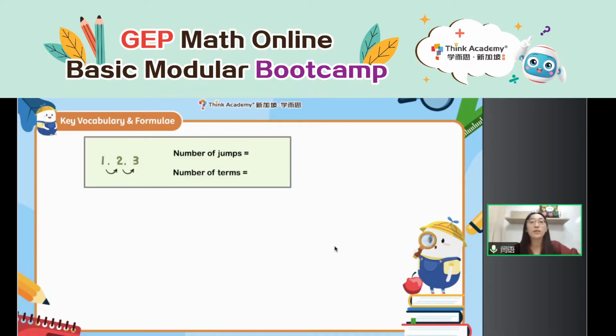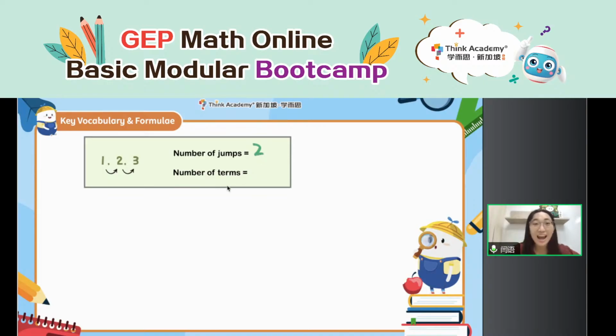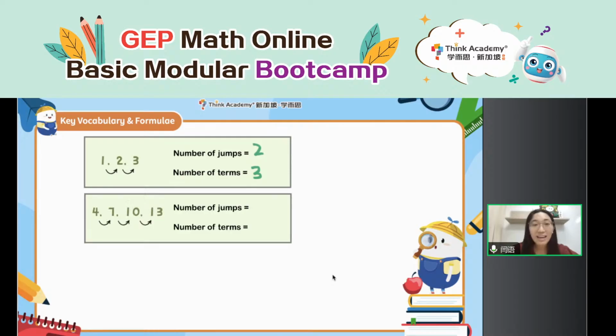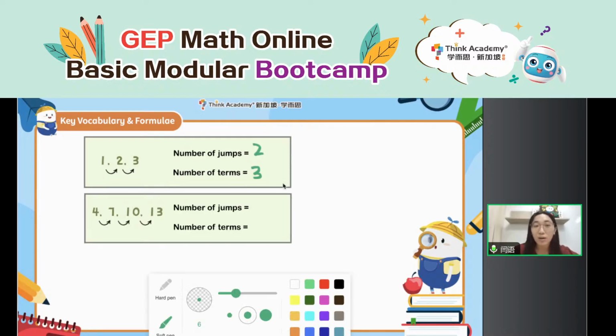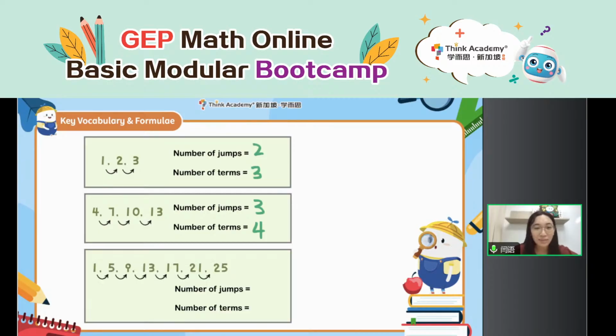Following this, let's have a quick quiz, okay? As you can see here, 1, 2, 3 frogs. So how many jumps are there? What is the number of jumps? Correct, that is 2, super easy. And what is the number of terms? That is just 3, right? Okay, then following this again, what about the number of jumps? You can see that it is 3. And what about the number of terms? That is 4, okay?